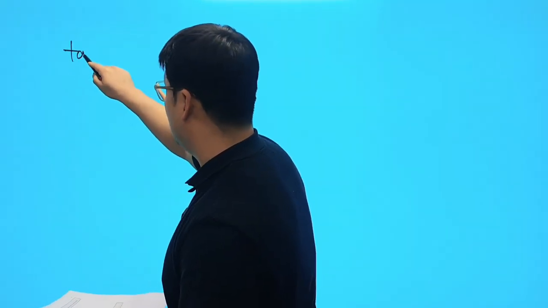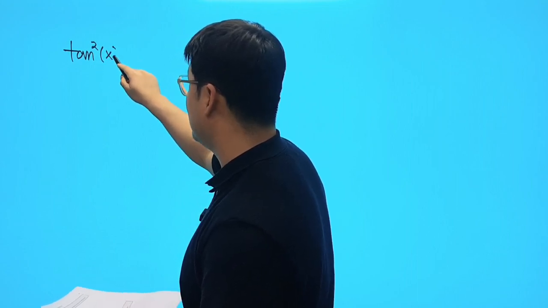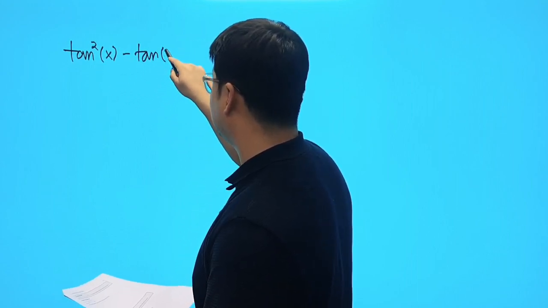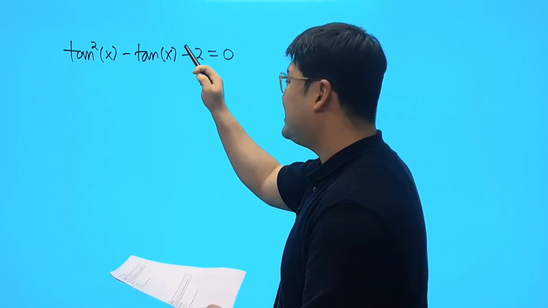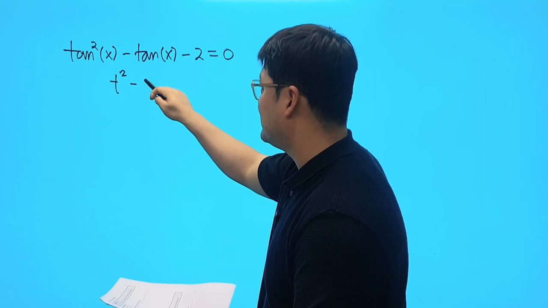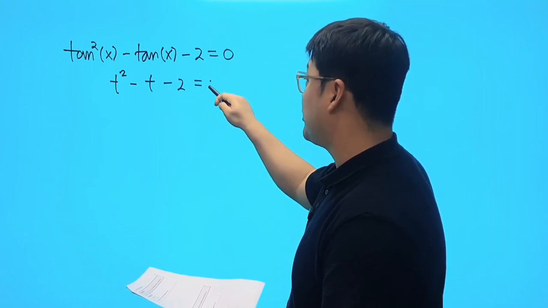I actually wrote down some stuff for the think through, not a lot, but the stuff that's required for you to solve this problem. According to the think through, we're going to call tangent x as t, letter t. We're going to introduce a third variable. So we have tangent squared x minus tangent x, and we're subtracting 2, equals 0. This is exactly the same thing as t squared minus t minus 2 equaling 0.